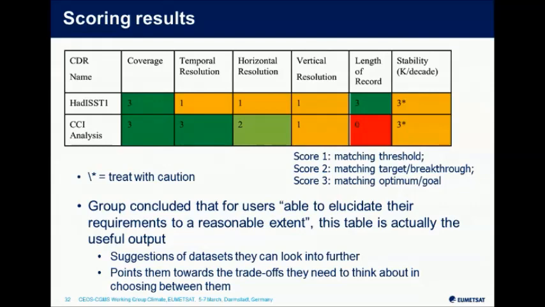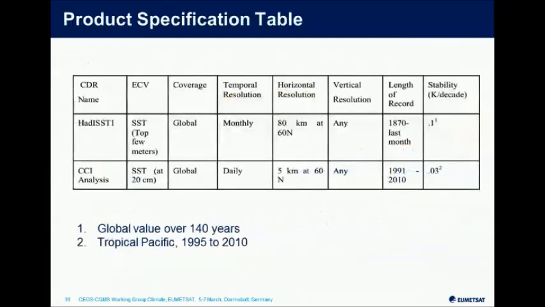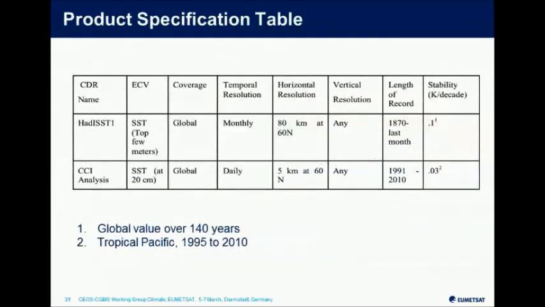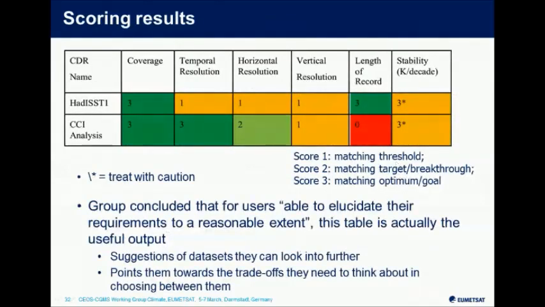And the length of the record, that's interesting, because the CCI data set is very stable and better in most other things, but it's not covering the required time period for that particular application. It starts only in 1991 and ends in 2010, so it's getting a score 0. Then for stability, both data sets get score 3, but you have to keep in mind that these stability values are not assessed for the particular region of interest, so that's why we put it in orange color.